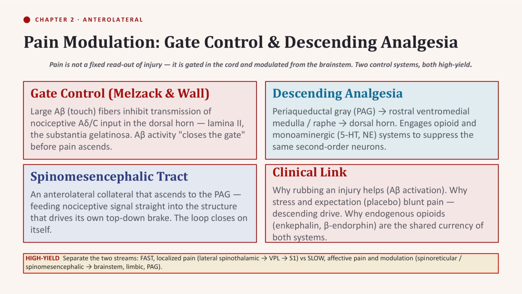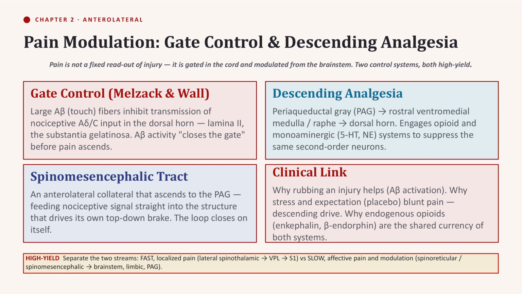Second, descending analgesia, a top-down brake. The periaqueductal gray in the midbrain drives the rostral ventromedial medulla and the raphe nuclei, which send serotonin and norepinephrine down to the dorsal horn to suppress those second-order neurons. Opioids, enkephalin and beta-endorphin, are the currency at both ends of this loop, which is exactly why morphine works and why your own endorphins blunt pain under stress.